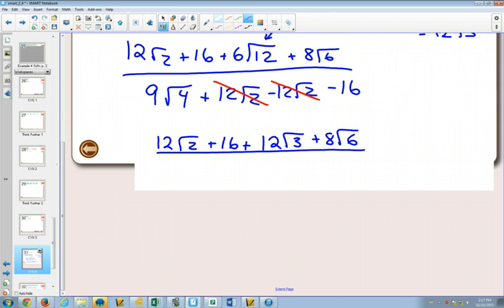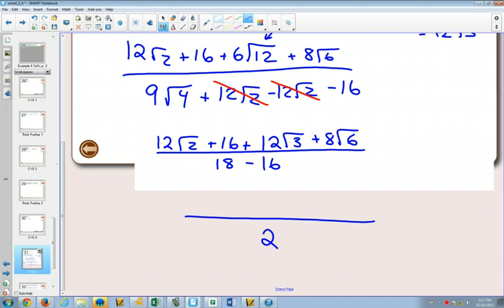Okay. And then 9 times root 4 is just going to be 18, because 9 times 2, and I still have minus 16. So now this whole thing is going to be over 2. The top part of our fraction, none of them are like radicals, so you can't simplify any of them that way.